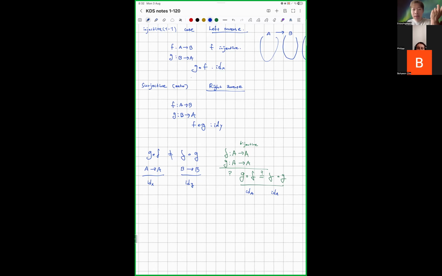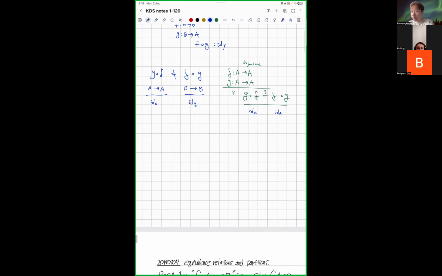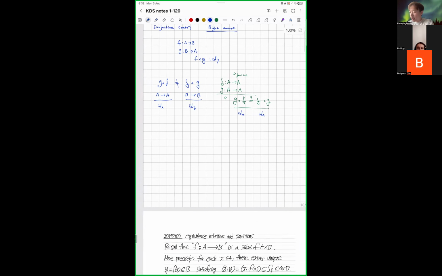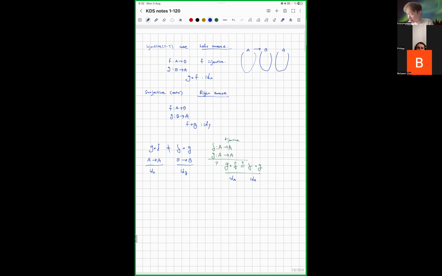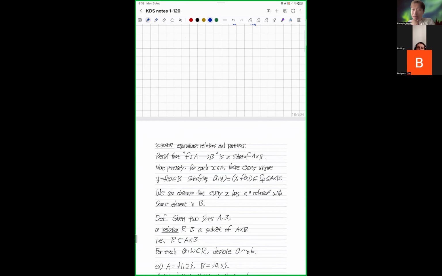But composition was associative for the general setting, right? I think we had to prove that as an exercise in our first semester. So I think we can now dive into equivalence relations and partitions.